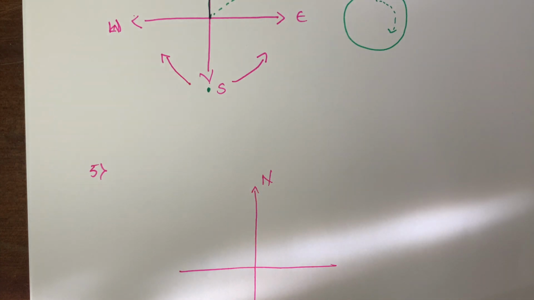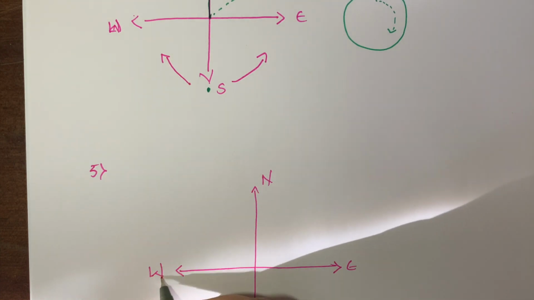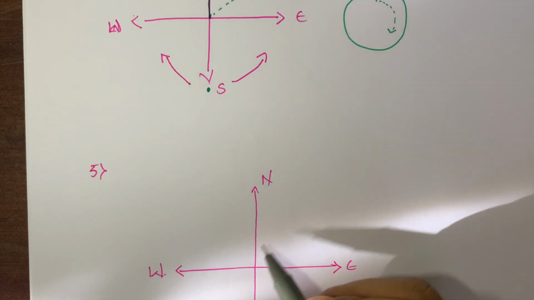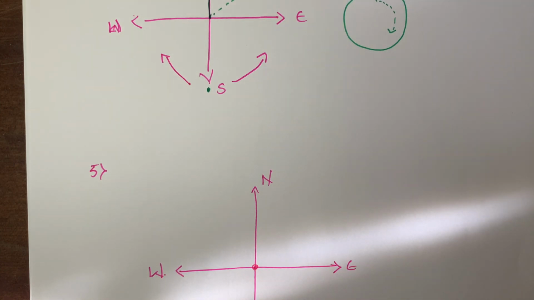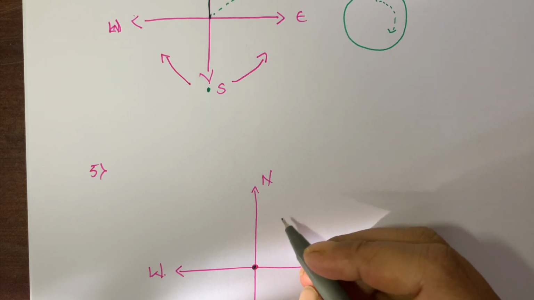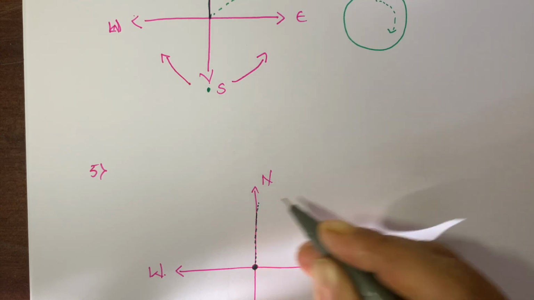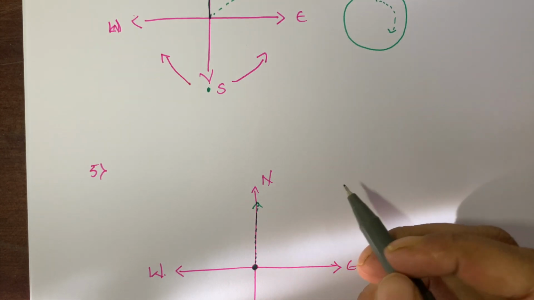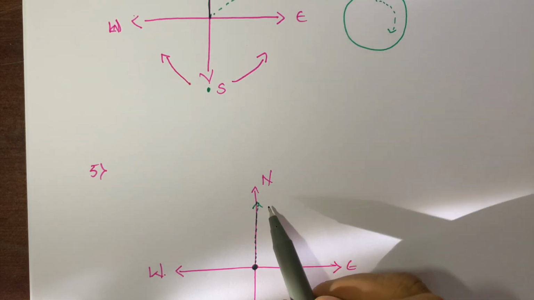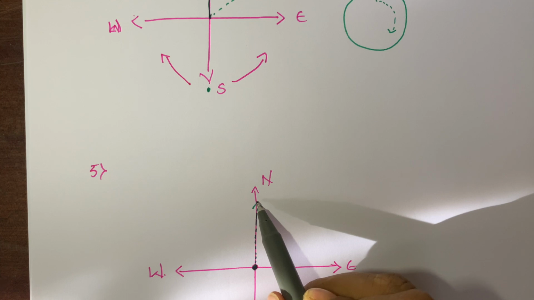North, south, east, west. Okay. So here is the person standing now. If they say that a person is moving towards the north, here is the person. He takes a right turn of 90 degrees.